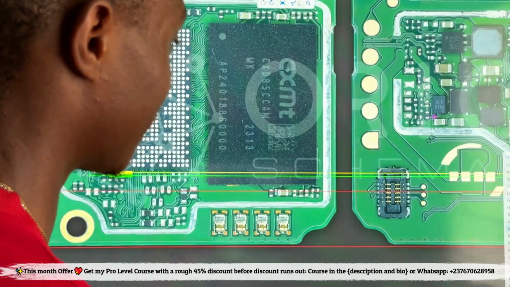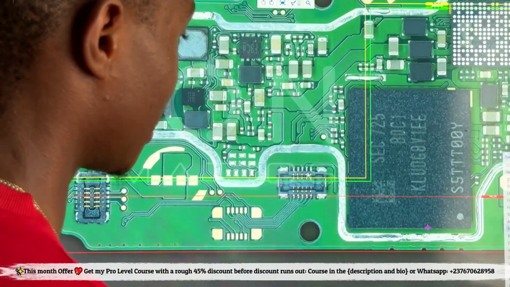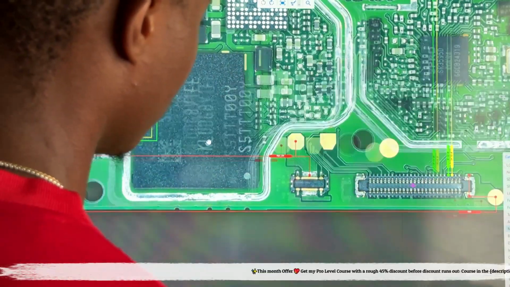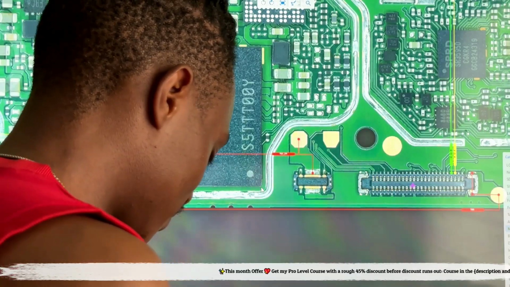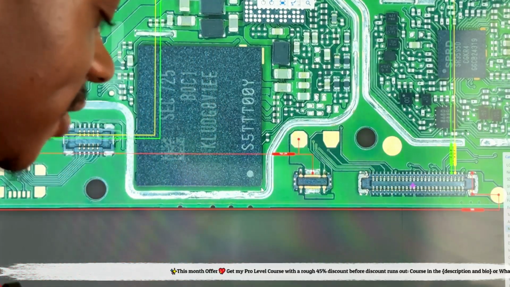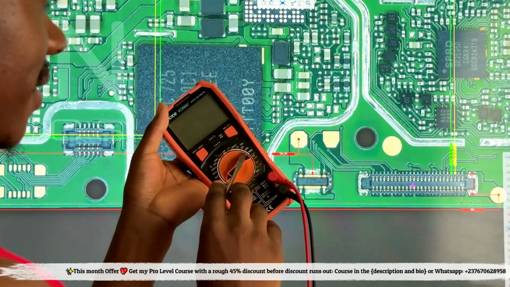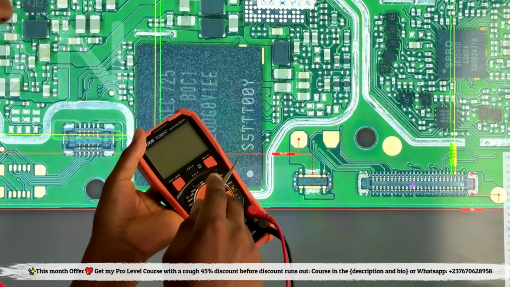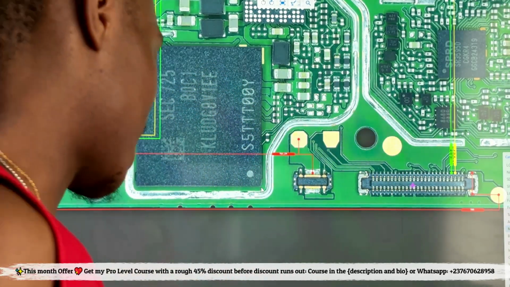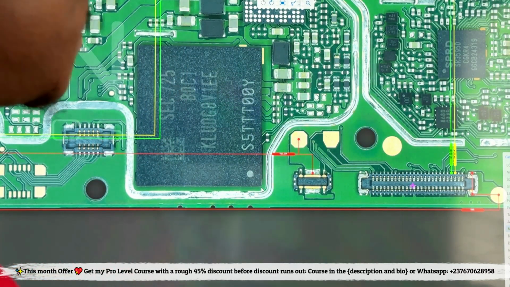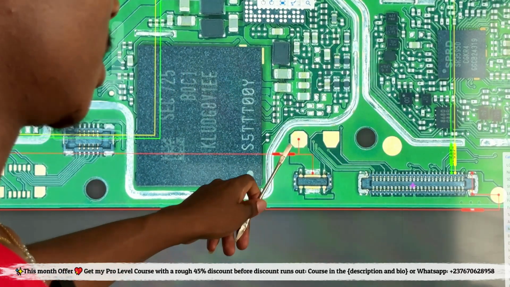Set your multimeter to DC range. I'm going to show you my multimeter and show you the DC range, maybe you don't know what I'm talking about. So you have to set your multimeter to DC range. This is my DC range right here. I don't know if you are seeing that. You can set it to DC 200 or 20. That's still okay.